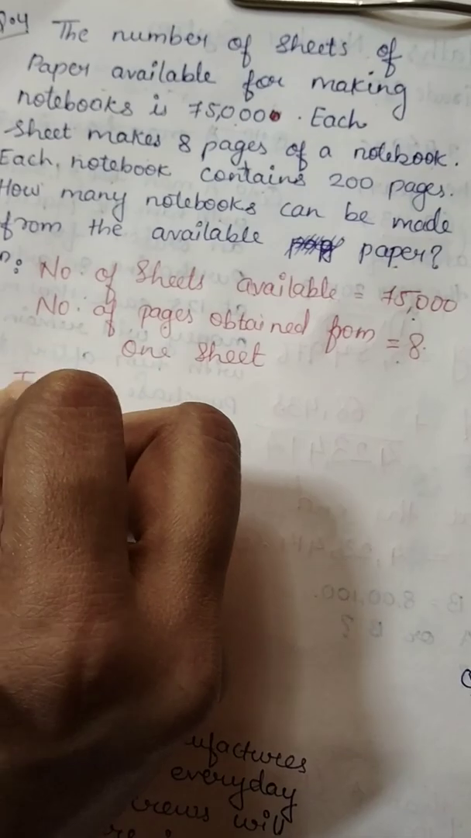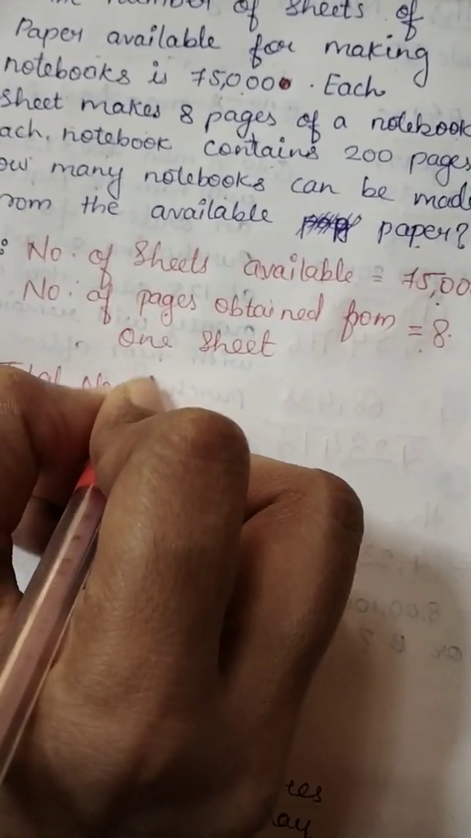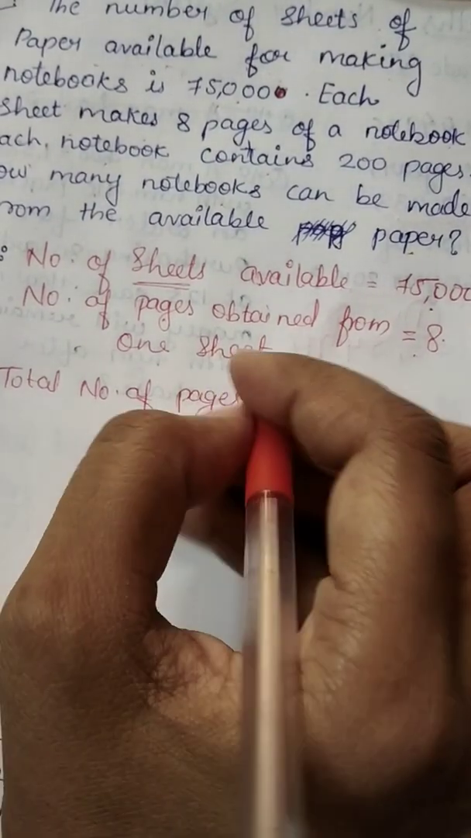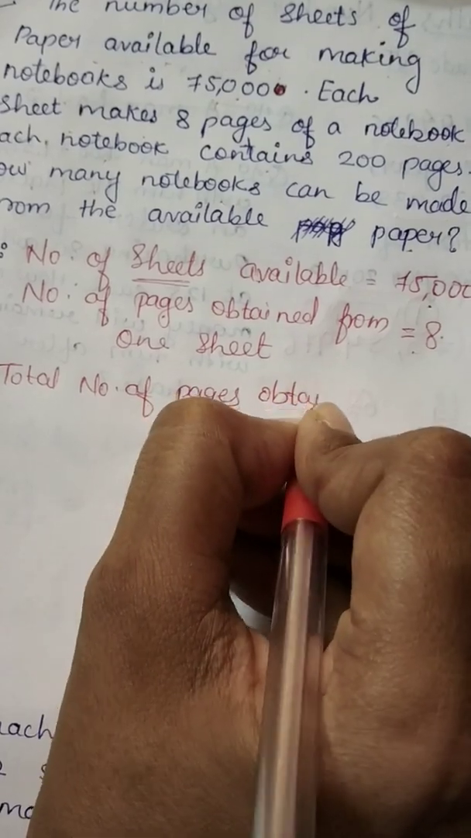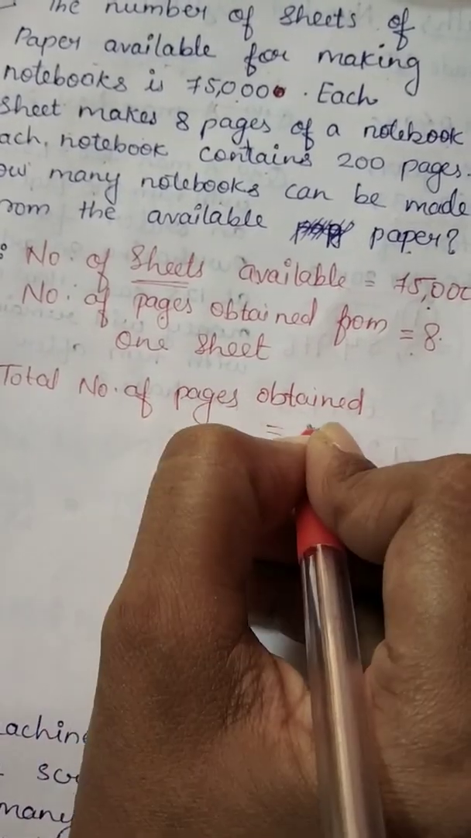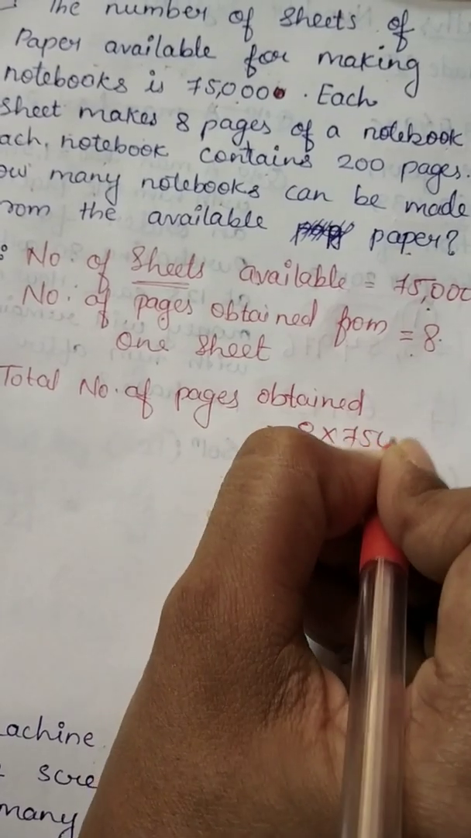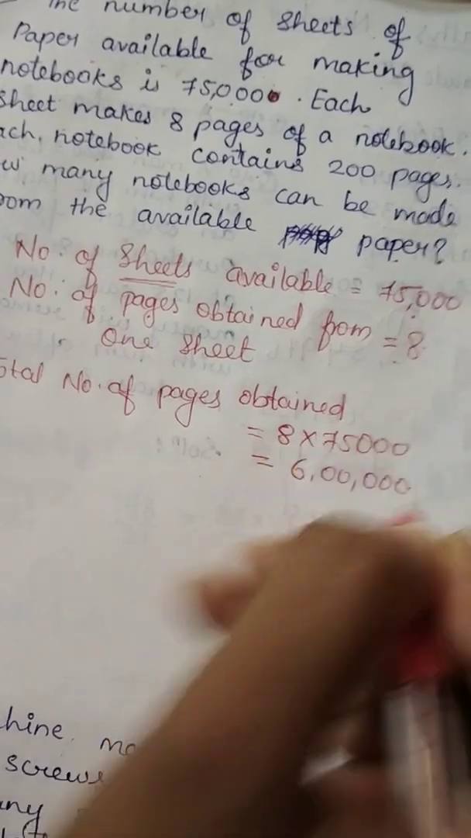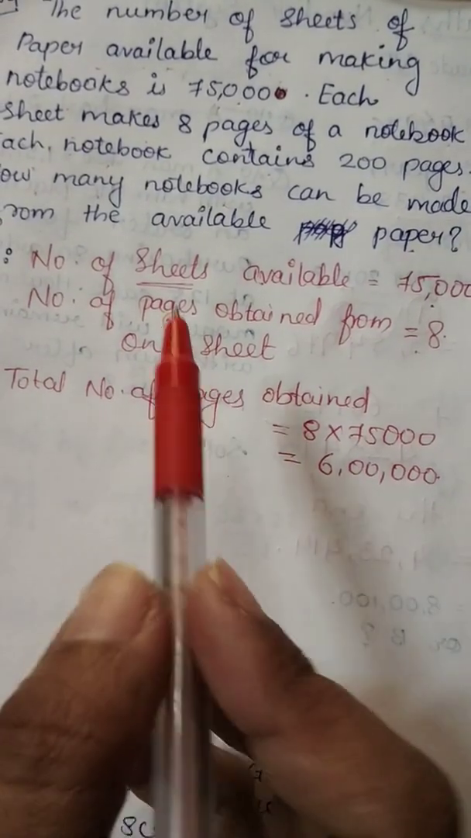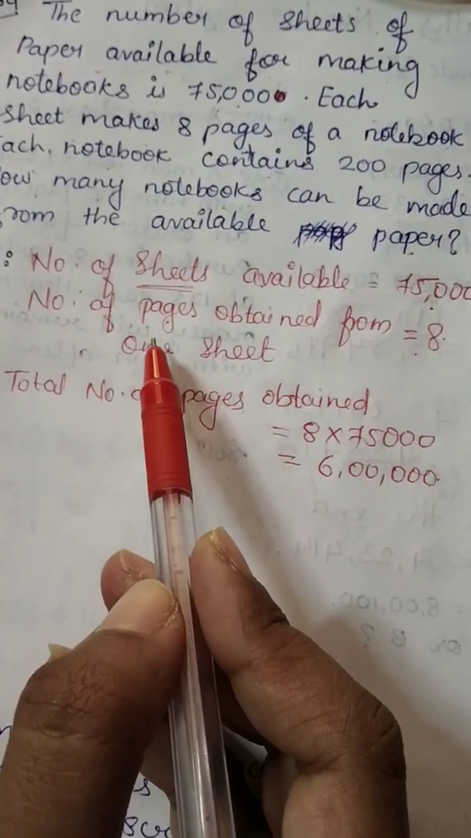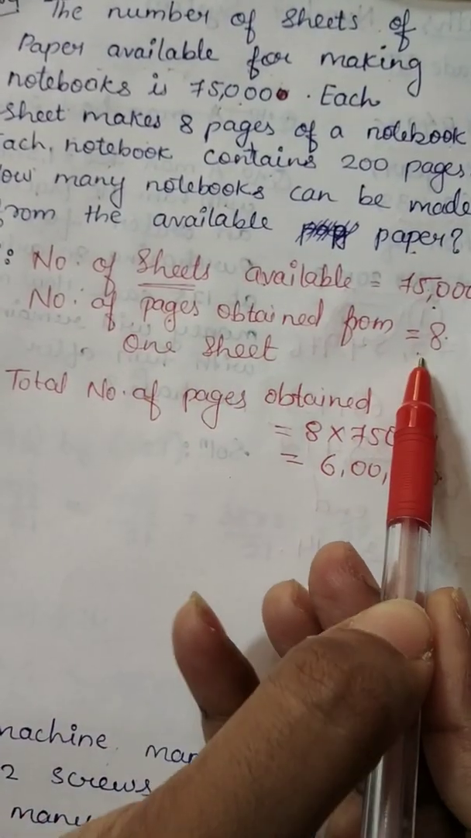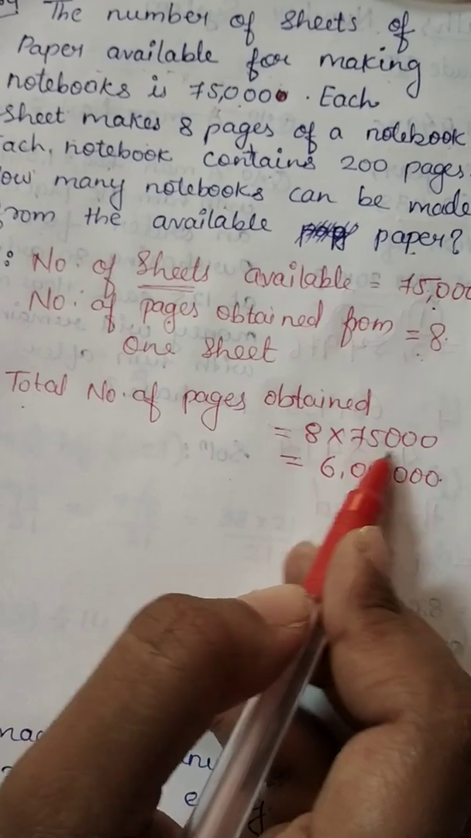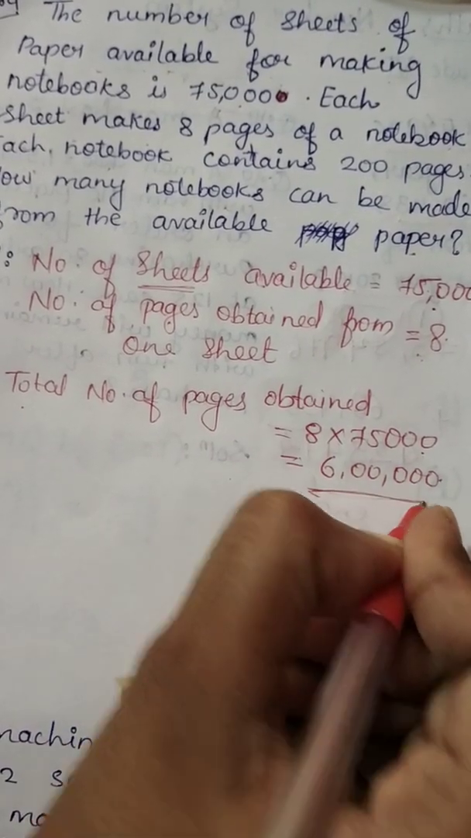Then total number of pages, because in a notebook we want pages, we don't need the sheets, so we have to convert into pages obtained. So total number of pages obtained is equal to 8 multiplied by 75,000, will get 6 lakh pages here. See, I repeat, number of sheets 75,000, number of pages obtained from one sheet is 8, then total number of pages obtained 8 multiplied by 75,000 will get this 6 lakh.